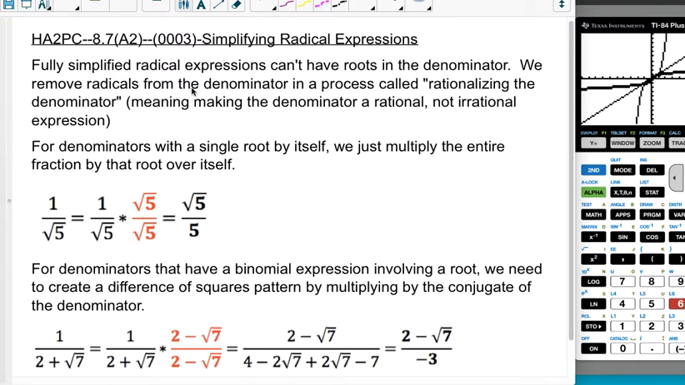We remove radicals from the denominator in a process called rationalizing the denominator, which basically means we make the denominator a rational, not irrational, expression. So for denominators with a single root by itself, we just multiply the entire fraction by the root over itself. So if you have 1 over root 5, to get rid of the root in the bottom, you multiply by root 5 over root 5, and that'll give you root 5 over 5, right?